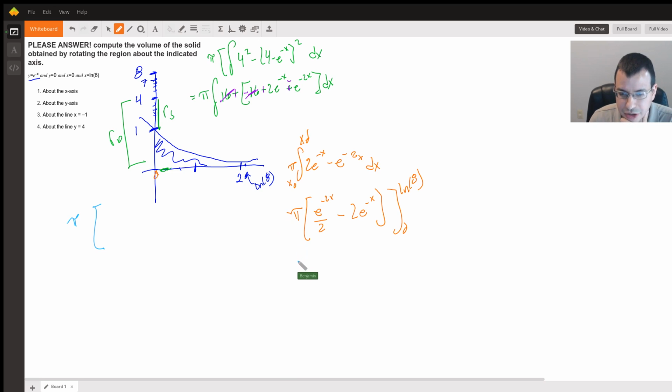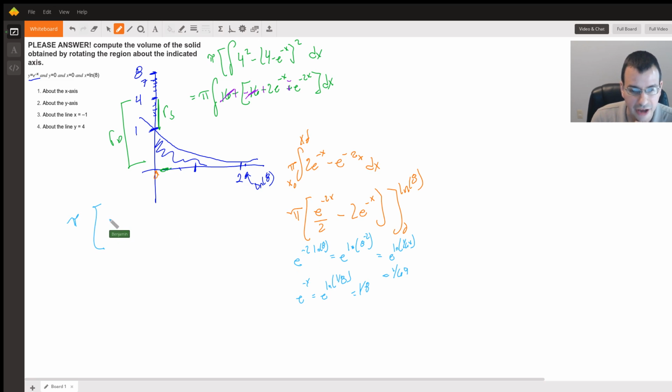I'm going to do this on the side, kind of a sidebar. e to the negative 2 natural log of 8 equals e to the natural log of 8 to the negative 2. 8 squared is 64, and the negative flips it, so I have e to the natural log of 1 over 64, which is just 1 over 64. And e to the negative x is e to the natural log of 1 over 8, because the negative just flips it, which will be 1 over 8.